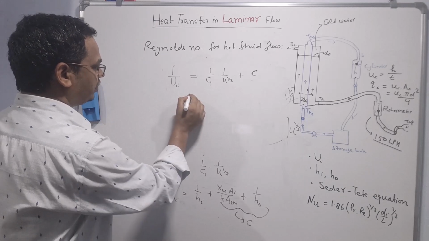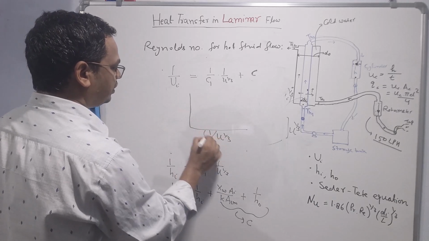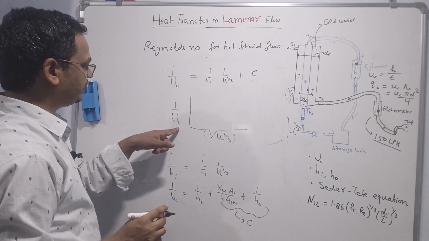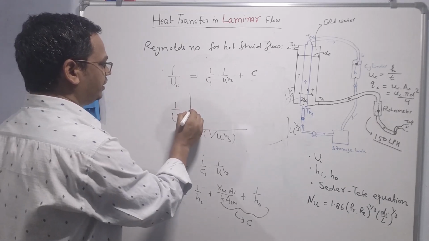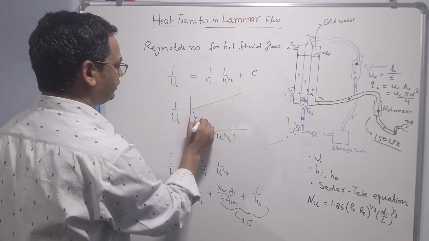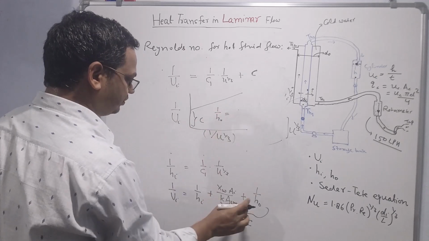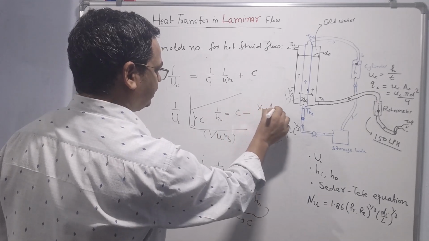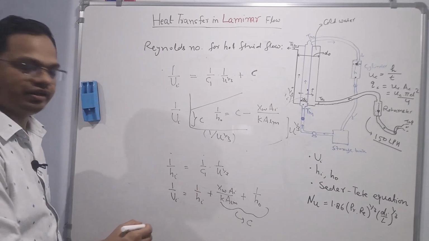Next we can plot 1 by Ui against 1 by u power 1 by 3. This is the inverse of overall heat transfer coefficient, this is the inverse of the cube root of velocity. So this one will give a straight line, y equal to mx plus c. The intercept will give c. Once we get c, we can find ho. 1 by ho is equal to c minus this resistance xw Ai by k Alm, and from here we can find hi.